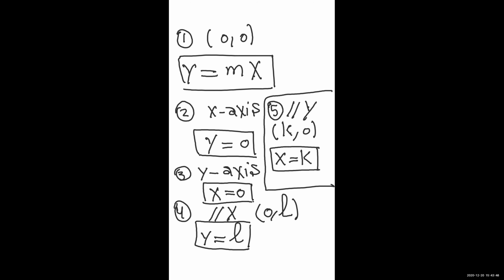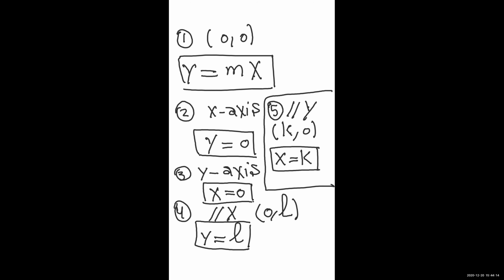Okay, are we clear? Guys, the first one, 0 and 0 means mx. There is no constant. Okay? The equation of the x-axis, of course, there is no y, so y will equal 0. For the y-axis, there is no x coordinate, so x equals 0.